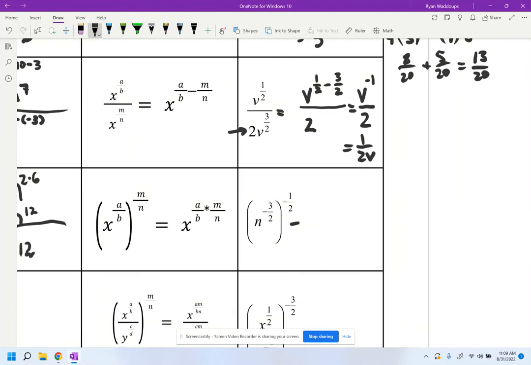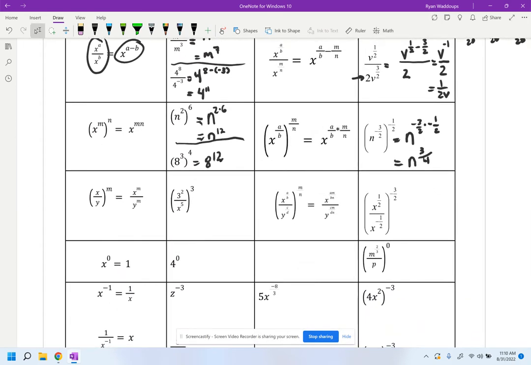So over here, I'm going to have n to the negative 3/2 times negative 1/2. And negative times negative is positive. And 3 times 1 is 3. So this is n to the power 3. And 2 times 2 is 4. So that's n to the power 3/4.